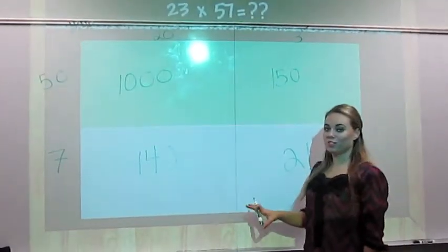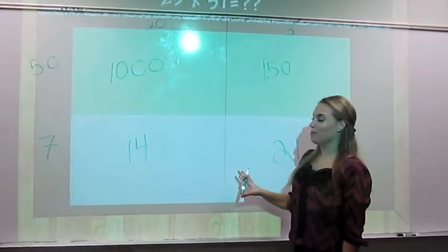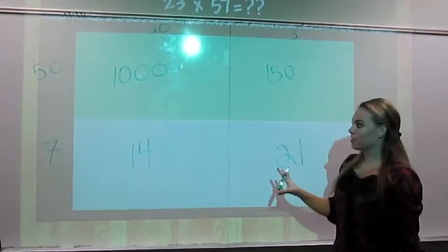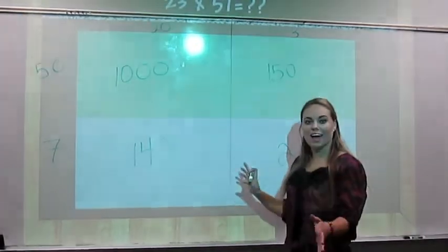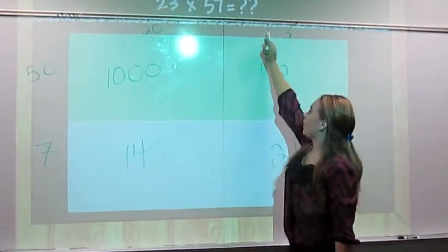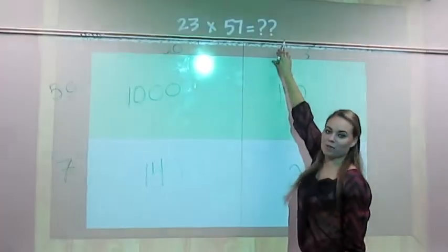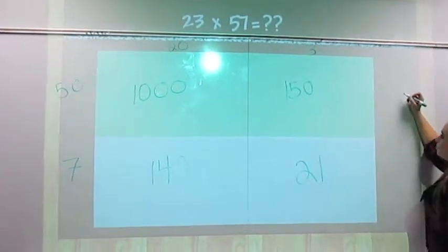And now what are we going to do? We're going to add it all up. So let's add all of these together. Since we had broken everything down, we can add it all together again to get our final result for 23 times 57. Let's do it right over here.